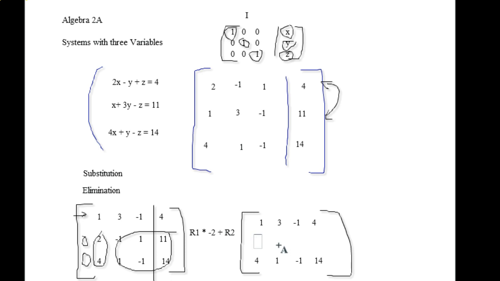Okay, now if I multiply by negative 2 and add, 1 times negative 2 is negative 2 plus 2 is going to be 0. Okay? Now I'm going to focus on the next one. Negative 2 times 3 is negative 6 plus negative 1 is negative 7. Okay, and then I go on to the next one. Negative 2 times negative 1 is 2 plus 1 is going to be 3. And then negative 2 times 4 is negative 8, plus 11 is 3.